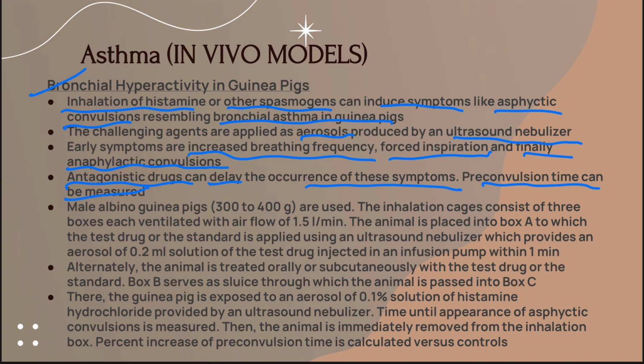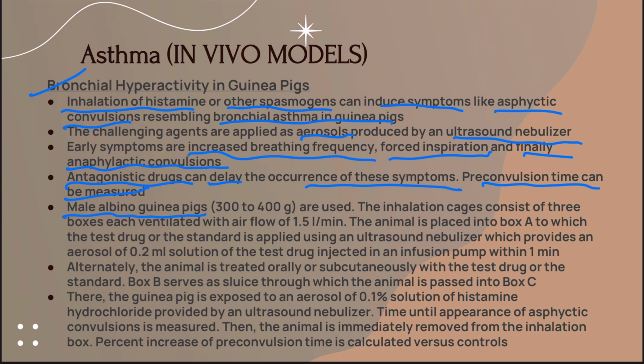So this is the way by which we are going to test the antagonistic drugs, their efficacy against this histamine, that is how they are preventing the bronchial hyperactivity. So in this, we are going to use male albino guinea pigs, that is 300 to 400 gram in weight.